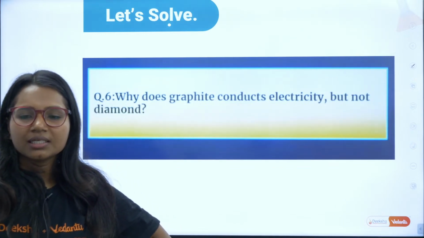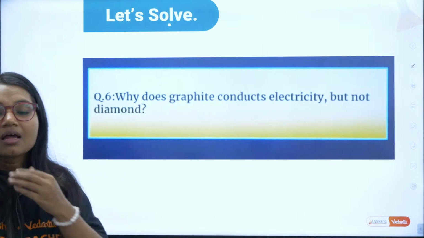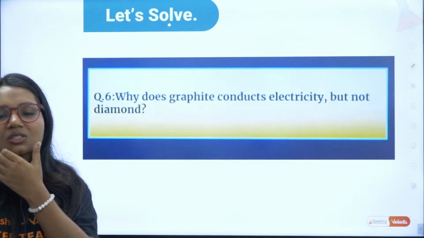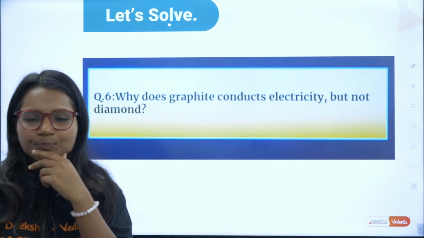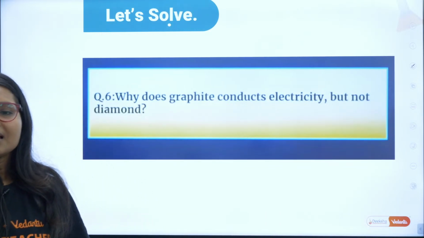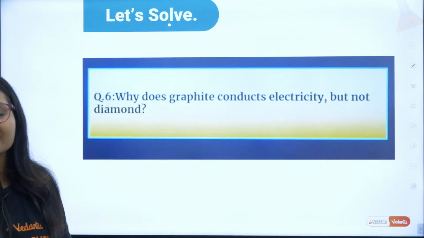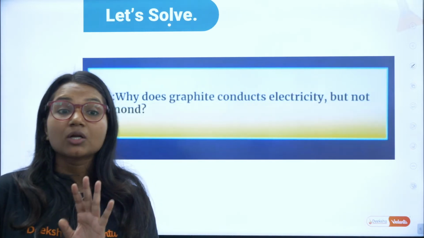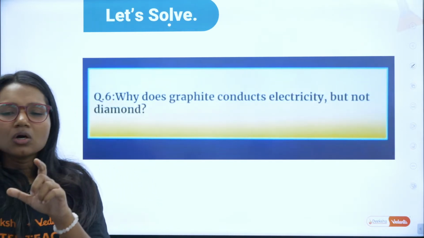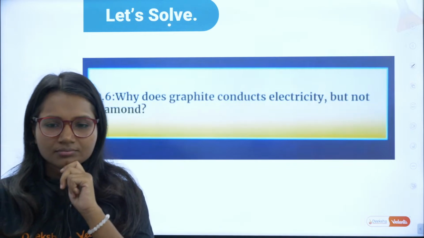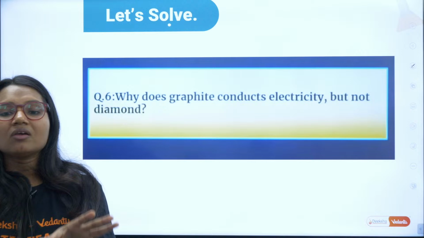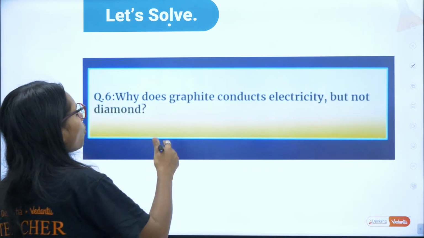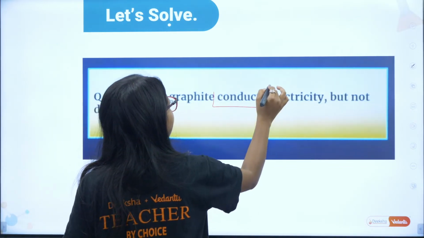So Mukt, Dhanush, yes. Other people, where are the other students? Guys, give me a thumbs up if you have understood. Yes, tell me. Let's have a look here. Why does graphite conduct electricity but not diamond? So, just think once. Yes, correct, Sumukh. Anything which conducts electricity, what is the reason to conduct electricity?